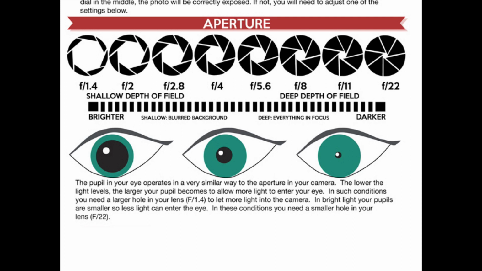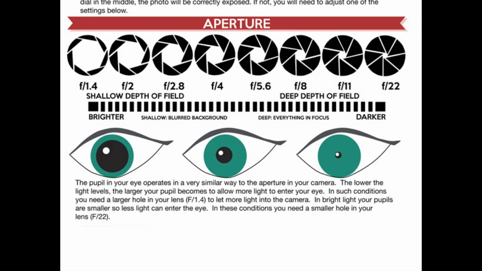Let me read down here at the bottom real quick. The pupil in your eye operates in a very similar way to the aperture in your camera. The lower the light levels, the larger your pupil will become to allow more light to enter your eyeball. In such conditions, you need a larger hole in your lens to let more light into the camera. In bright light, your pupils are smaller, so less light can enter the eye. In these conditions, you need a smaller hole in your lens.